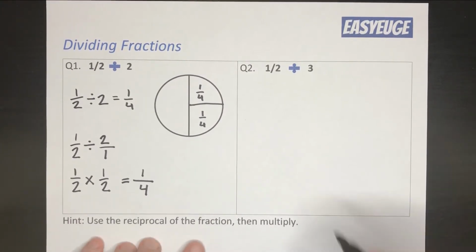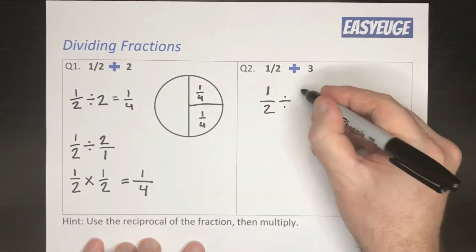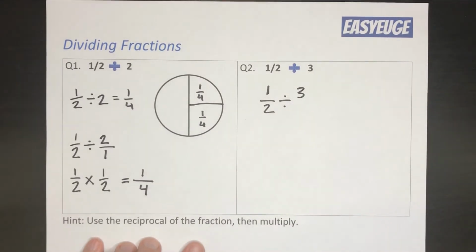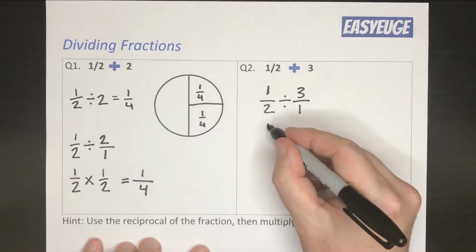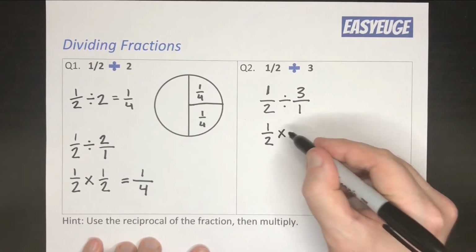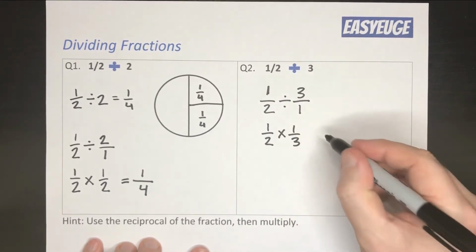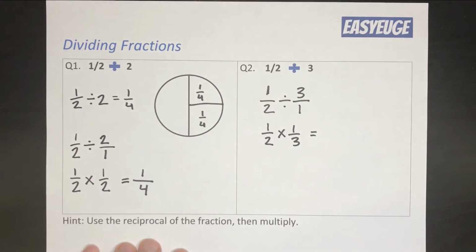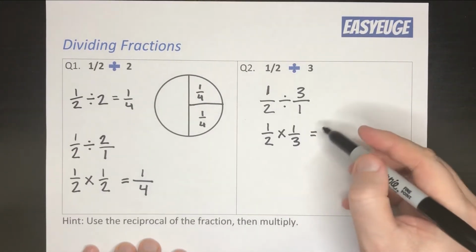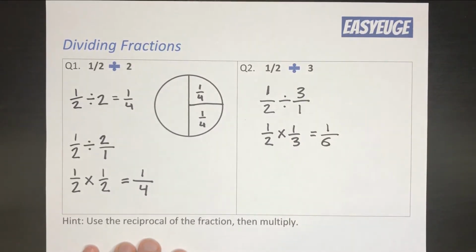So let's put that into use. Let's take this next example of a half divided by 3. Remember, let's turn the 3 into a fraction by making it a 3 over 1. And let's rewrite the question, a half. Instead of dividing, let's multiply, and let's use the reciprocal of this. Let's make this 1 over 3. And now we can just go straight into multiplying. 1 by 1 is 1. 2 by 3 is 6. So the answer is 1 over 6.